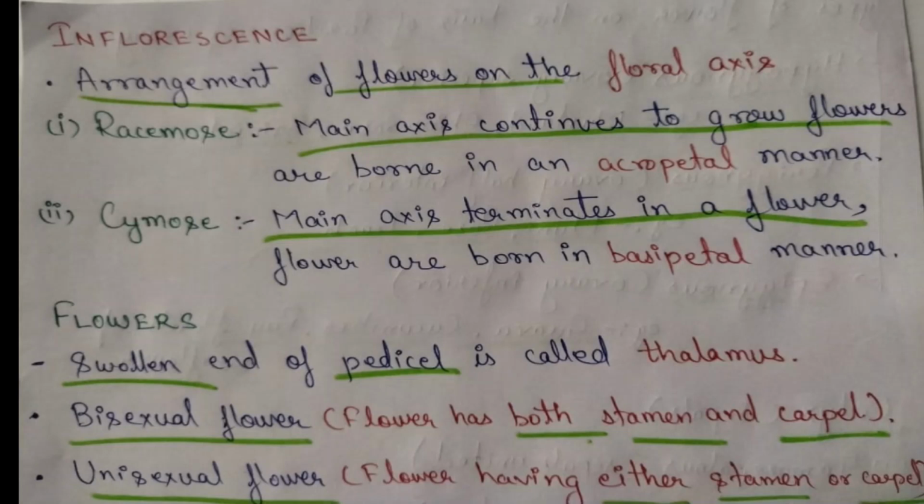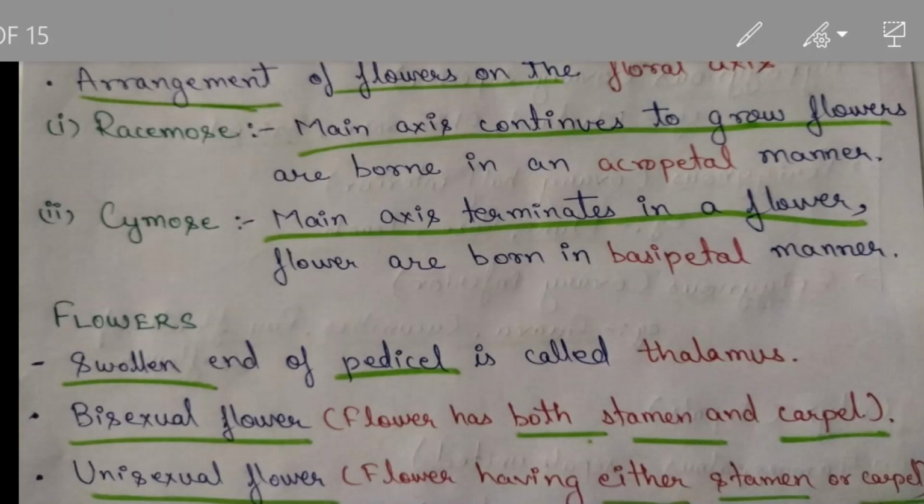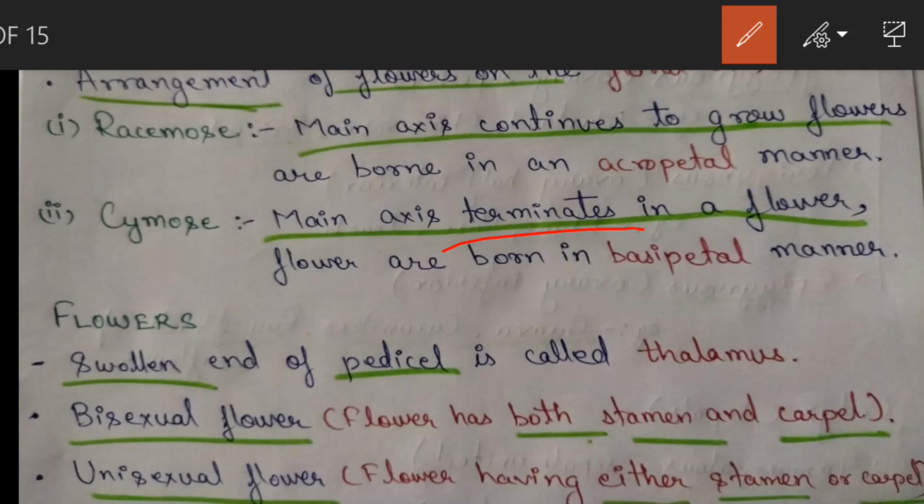Next we see inflorescence. Inflorescence is defined as arrangement of flowers on floral axis. So it is of two types, racemose and cymose. In racemose, main axis continues to grow and flowers are borne in acropetal manner. As I told you before, acropetal means new ones are at apex and old ones are at base. And in cymose, main axis terminates, you have to remember this word, terminates into a flower and flowers are borne in basipetal order, and basipetal is just opposite of acropetal, meaning new ones are at base and old ones are at apex.